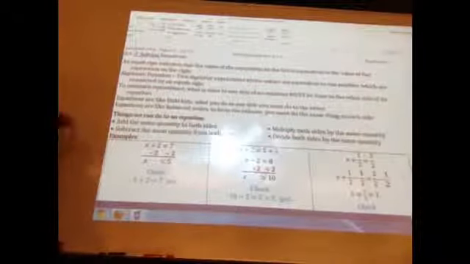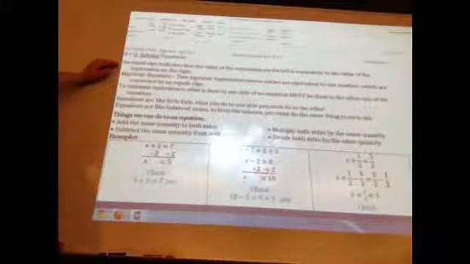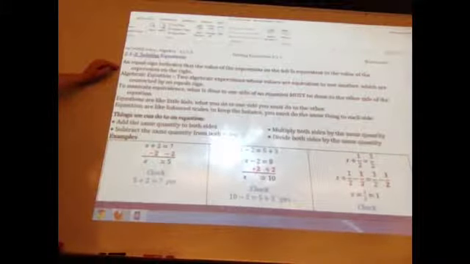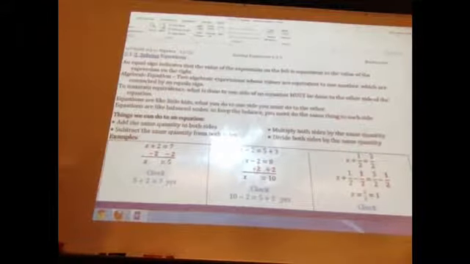Okay, an equal sign indicates that the value of the expression on the left is equivalent to the value of the expression on the right. This is essentially a way of saying we've got equal values on each side of the equal sign.